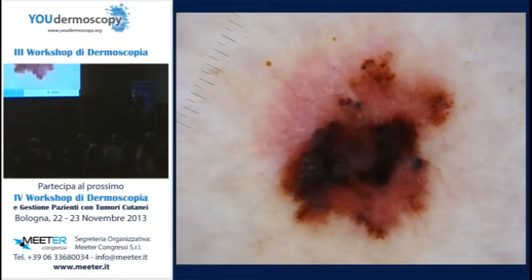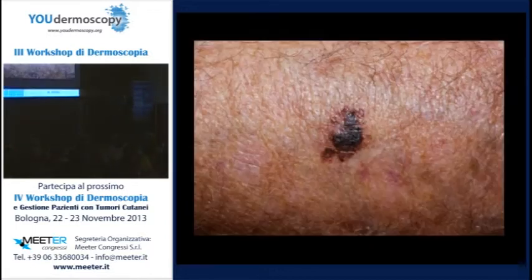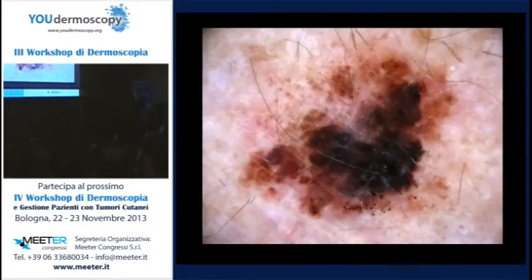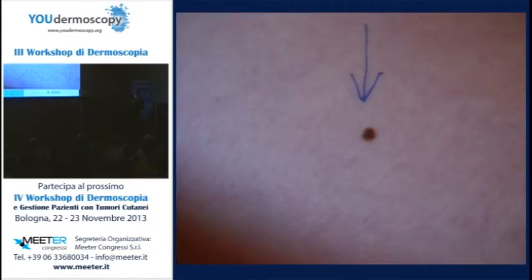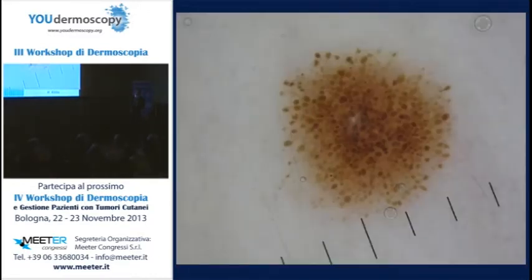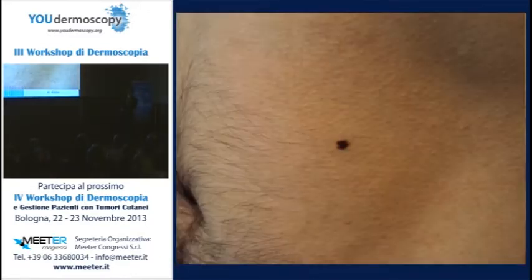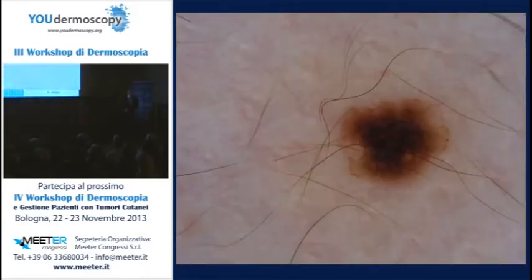Red. Okay. So I only saw red cards. What about this lesion? Red or green? Dermatoscopically, red or green? Red. Only red cards. Now, what about this lesion? Clinically? Green. Only green cards. Dermatoscopically? This lesion, clinically? Green. Dermatoscopically, also green.